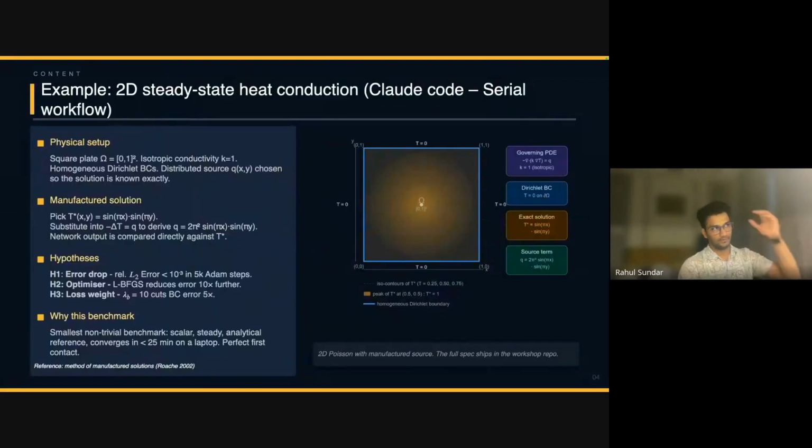Now here's an example of 2D steady state heat conduction, because this is relatively easier. All you have is a square domain of unit length, and then you have a governing equation, which is nothing but the diffusion or the Laplacian equation, PDE. And then you have a Dirichlet boundary condition, homogeneous boundary condition. Then you have an exact solution for this, which is very simple. Again, you can also choose a source term, and I can even set this to 0. At least for the example that I considered first, I set this to 0.